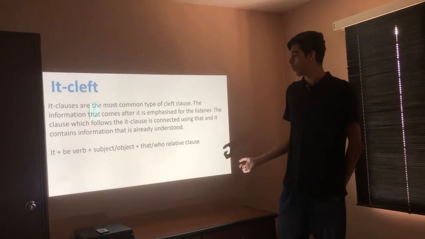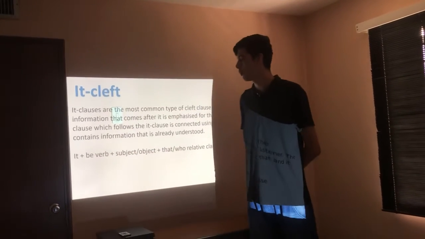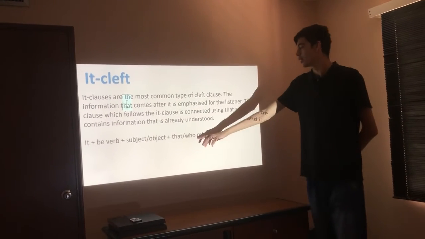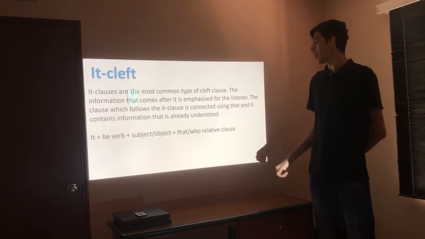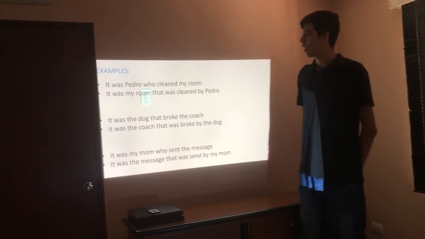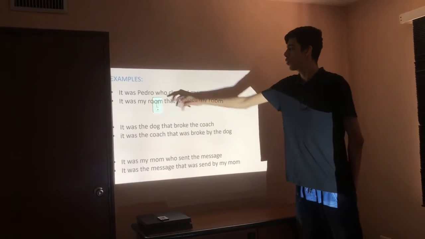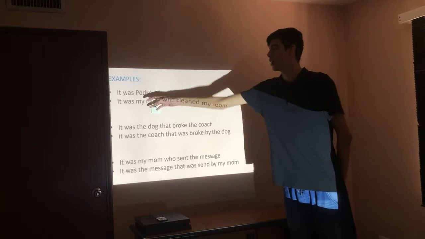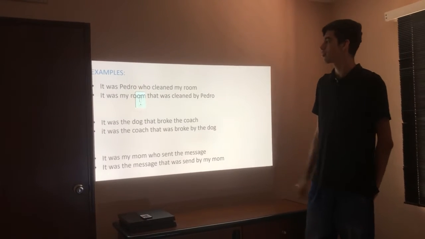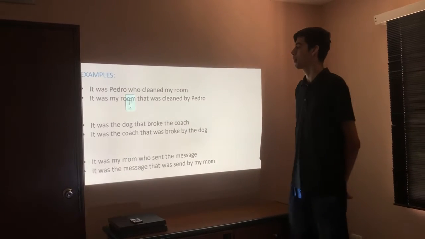The formula, or how to prepare this sentence, is: it at the beginning, plus the be verb, plus the subject or the object, and that or who depending on the subject, and the relative clause. So in the example we have it at the beginning. It was Pedro. We use who in this sentence because the subject is a person who cleaned my room, and then we change the sentence to: it was my room that was cleaned by Pedro.